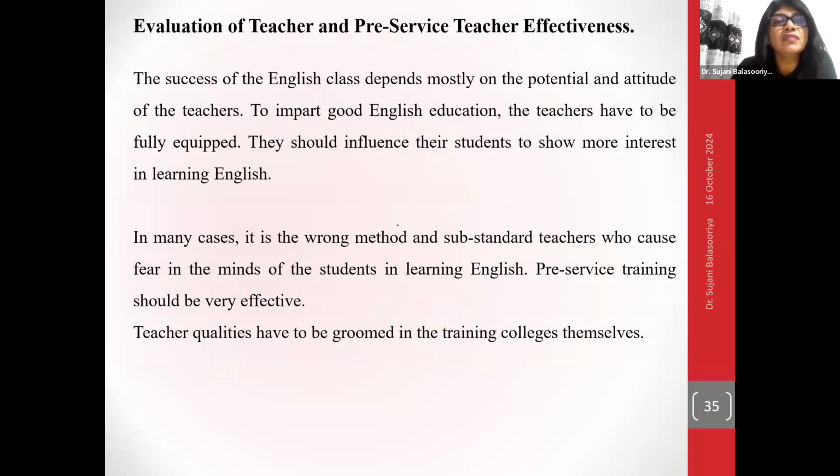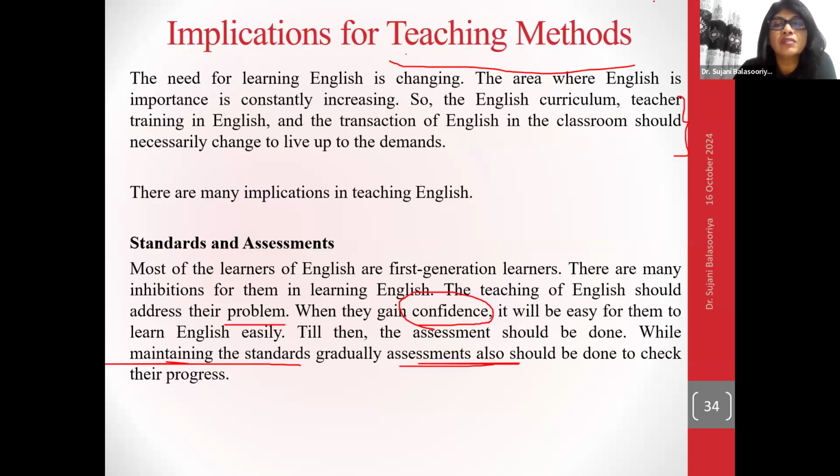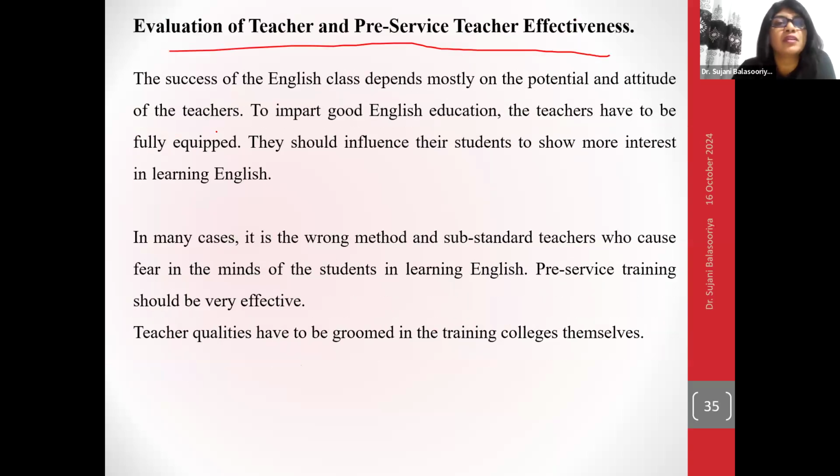So, evaluation of teacher and pre-service teacher effectiveness. When we talk about this part, actually this is related to teacher training aspect. Evaluation of teacher and pre-service teacher effectiveness. How do you understand this? The success of the English class depends mostly on the potential and attitude of the teachers.